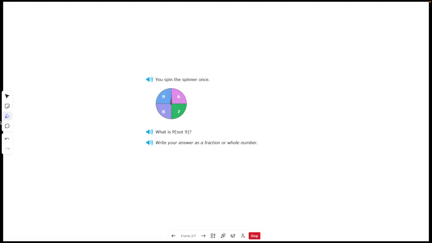Okay, so it says you spin the spinner once. What is the probability, using the notation we learned about before, that you do not get a 9? Remember we're going to do a fraction, and the total number of outcomes here is 4. We could spin a 6, 7, 8, or 9. There are 3 numbers that are not 9: 6, 7, and 8. So you have a 3 out of 4 chance of spinning a number that is not a 9. It says write your answer as a fraction, so we are good to go, can't reduce it.